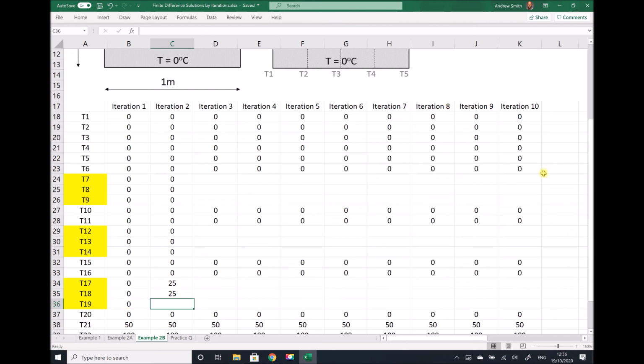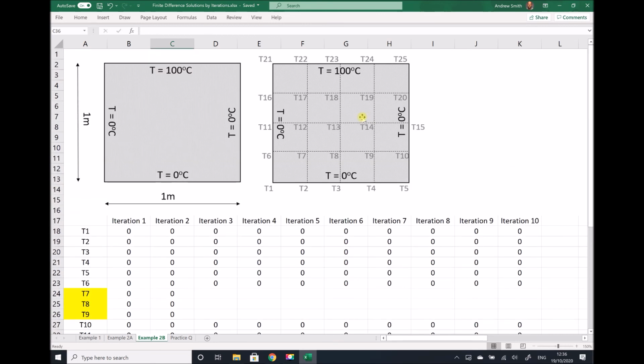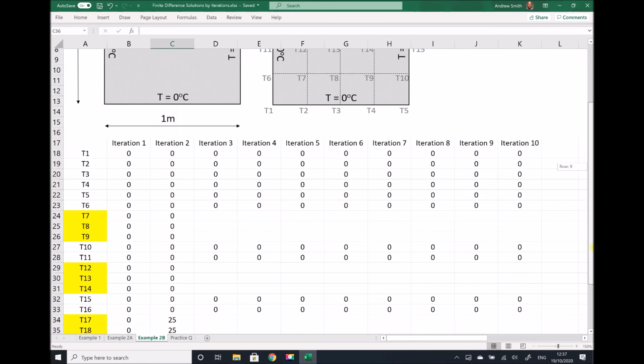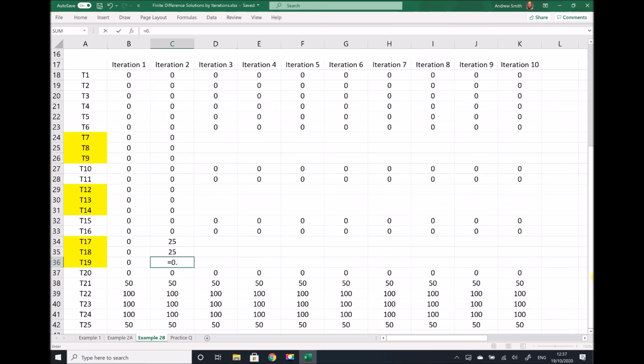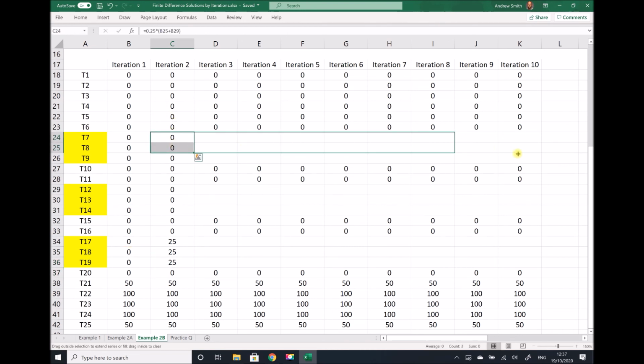And finally T19. T19 neighbours T14, T18, a value of 0 for T20 and a value of 100 for T24. So we have the average of T14, T18 and 100. Okay, so now we're ready to copy each of those formulas across for our 10 iterations.